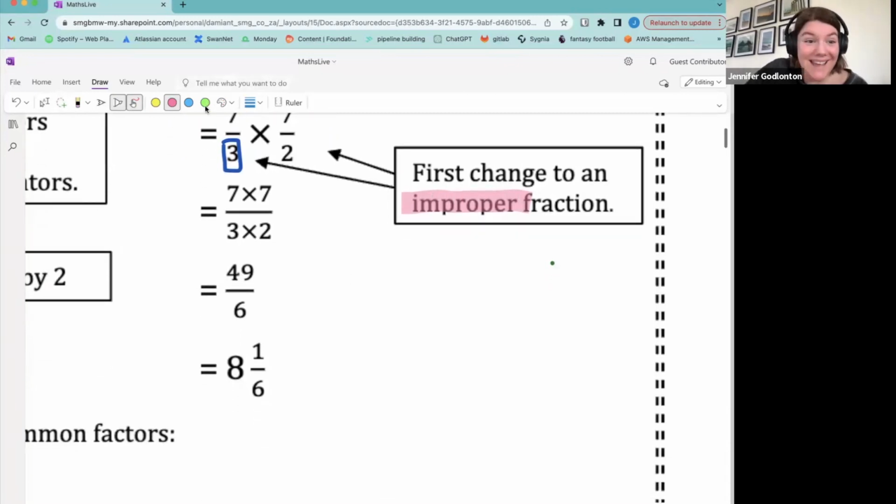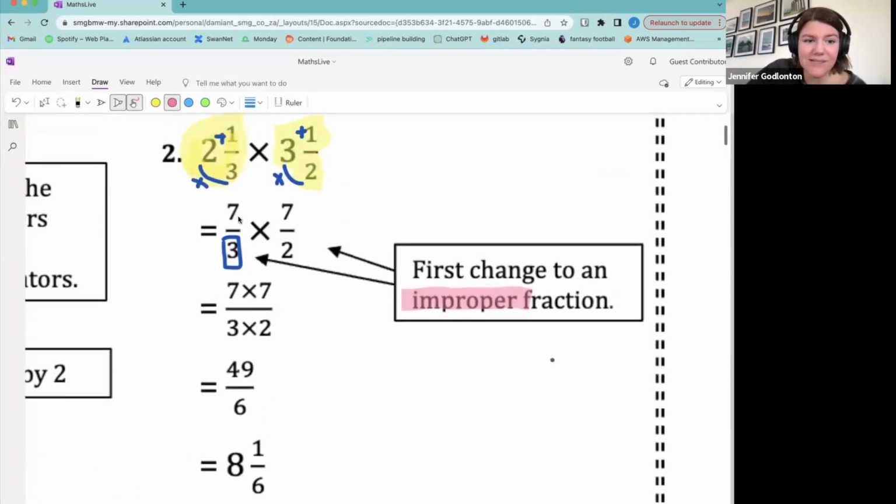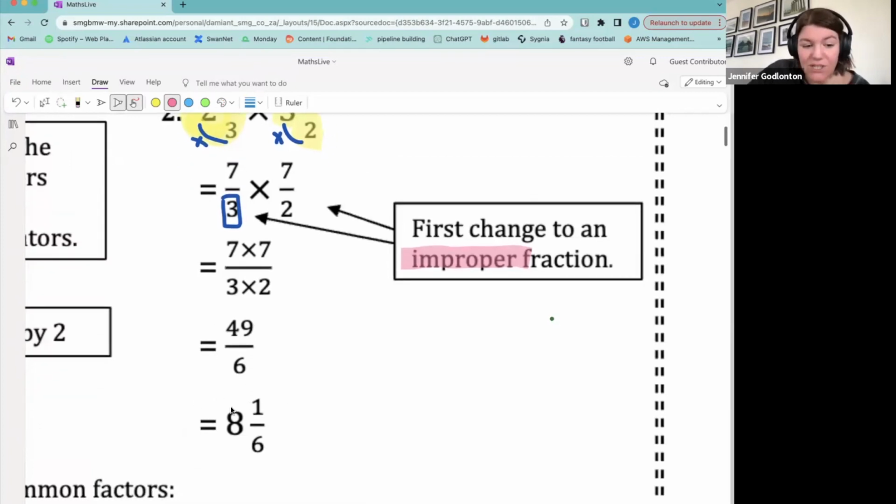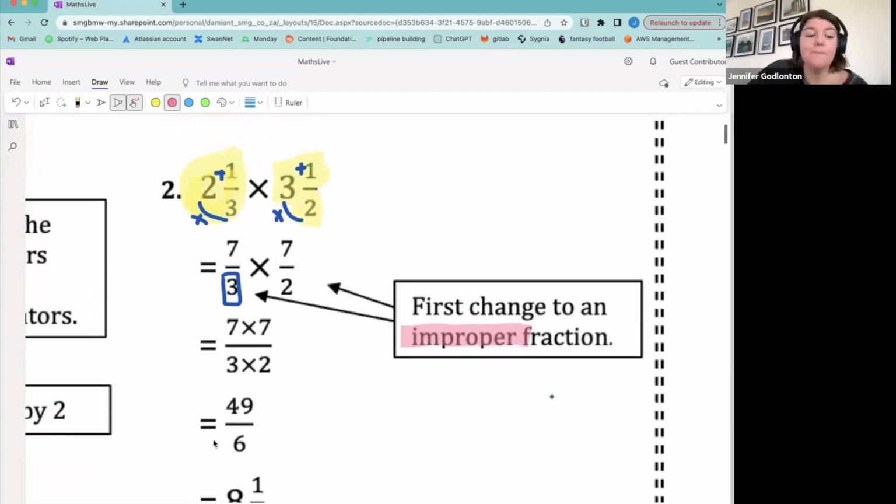Once we've done that, we can then multiply our numerators and we can multiply our denominators. So here we're saying 7 times 7, which gives us 49, and 3 times 2, which gives us 6. Now, in this question, it was changed back to being a mixed number. If you're working in story sums, or trying to find how much is left over, then sometimes it's helpful to go back to a mixed number. But if you're just working in a normal mathematical sum, you can just leave it as an improper fraction. It's the fun thing about high school. You can just leave it as 49 over 6.